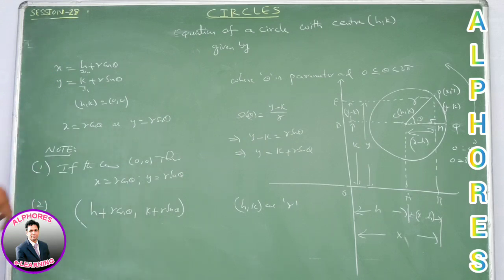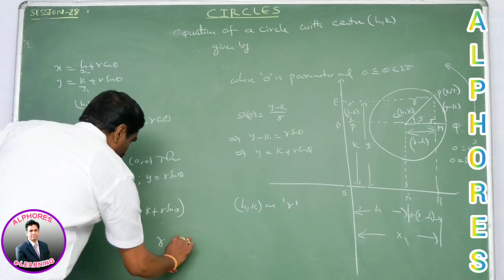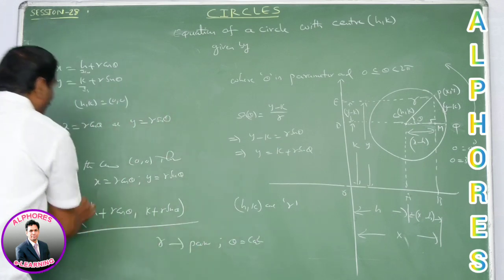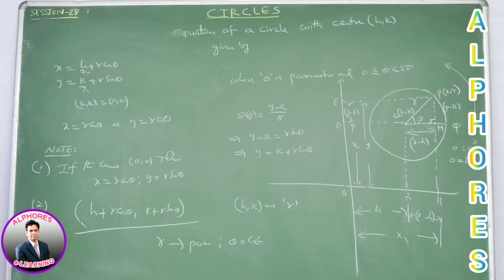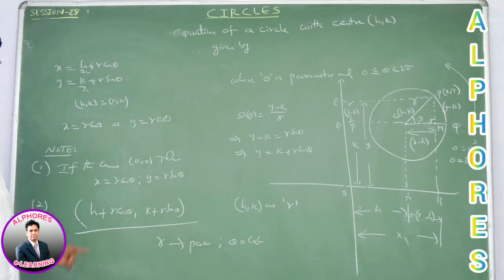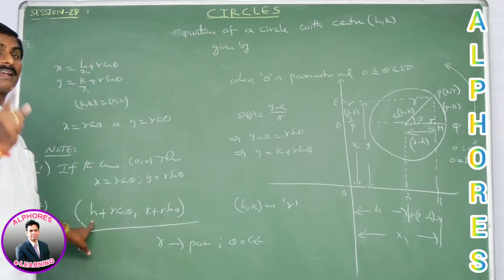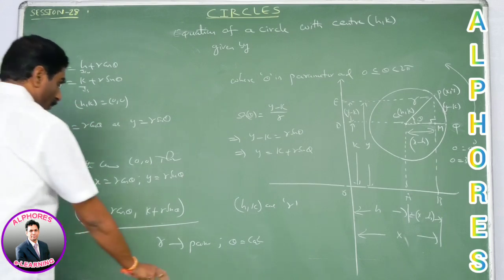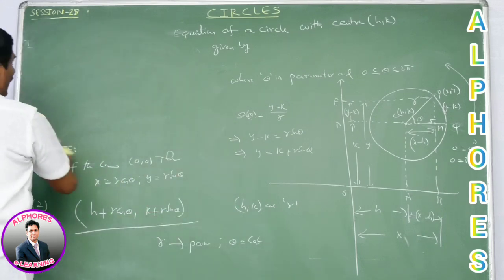Okay. Suppose in this case r is the parameter and theta is constant, then this point represents a straight line. This point must lie on a straight line. In straight lines, we know about the equation of the line in parametric form.